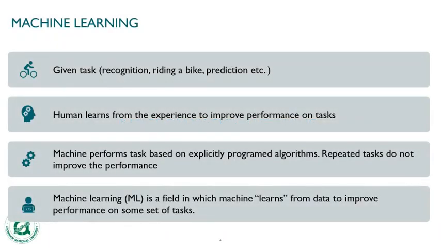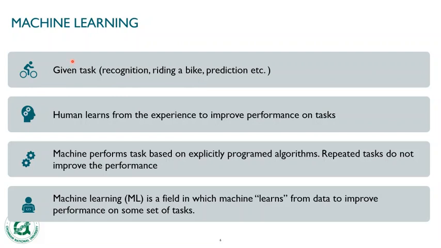Okay, let's start from what machine learning is. So think about there's some given task, such as recognition, telling whether it's a cat or a dog from a photo, and riding a bike, or prediction like whether it's going to rain or not by just looking at the sky. It's just like there's a certain given task.